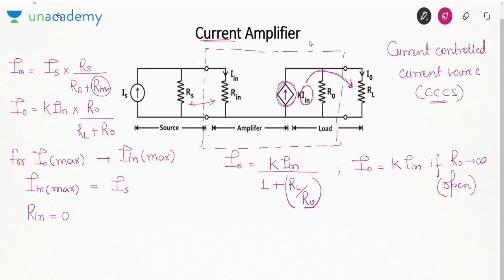So that is what I am saying. For maximum value of load current, the input resistance should be 0 and output resistance should be infinite. But that is the ideal scenario. Practically that cannot happen. So practically what we'll write? We'll say low input resistance and then high output resistance. That is just opposite of the voltage amplifier. The requirement of current amplifier is opposite, that is low input resistance and high output resistance.